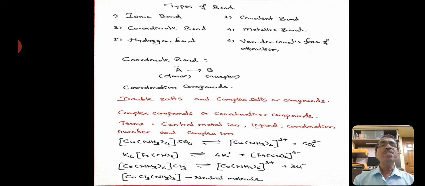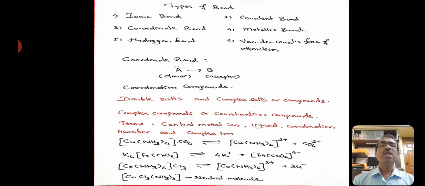All these ligands donate only one lone pair of electrons to the central metal ion. Hence, these ligands are also called monodentate ligands. Monodentate means they donate only one lone pair of electrons to the central metal ion. Coming to the third term, that is coordination number.